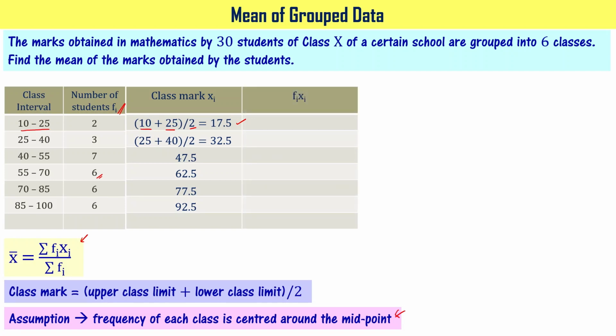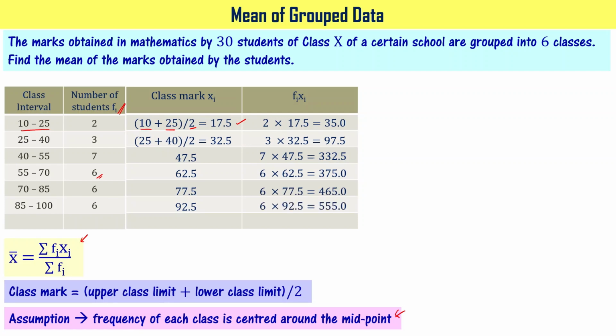fi xi is going to be 2 times 17.5, that is equal to 35 for the first class. For the next one, it is 3 times 32.5. The next one is 7 times 47.5. The next one, it is 6 times 62.5. For the next one, it is 6 times 77.5. And the last one, 6 times 92.5, right?